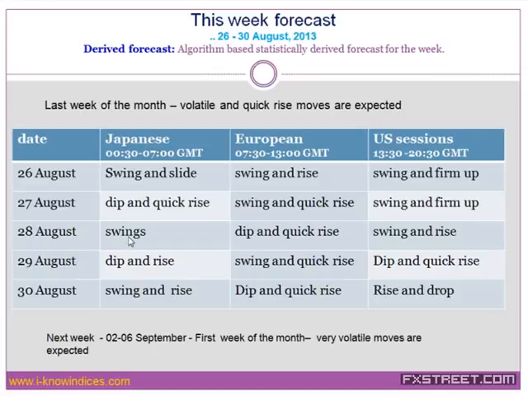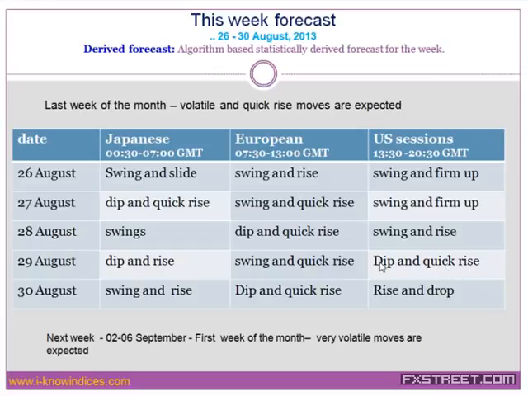Then on the 28th they are expected to make just nominal swings during the Japanese session, then a quick dip and a quick rise during the European session, and a swing and rise move during the US session. Then on the 29th, again they are expected to make a dip and a rise. In the European session they are expected to make a quick rise after the swings, and in the US session a dip at the start and then a quick rise.